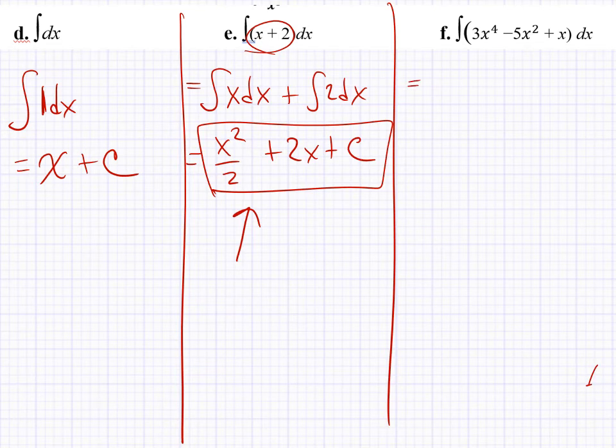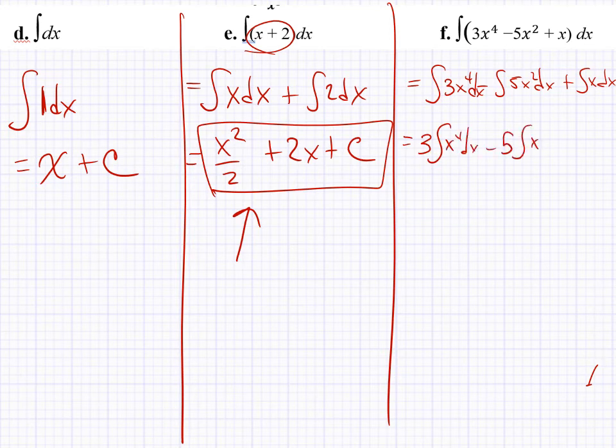So if I look at this next one, I can do the integral of 3x to the 4th minus the integral of 5x squared dx plus the integral of x dx. They're all with respect to x. And so the 3 can come out. So I really just have x to the 4th dx. Minus, the 5 can come out. I have x squared dx. And then I have x dx.